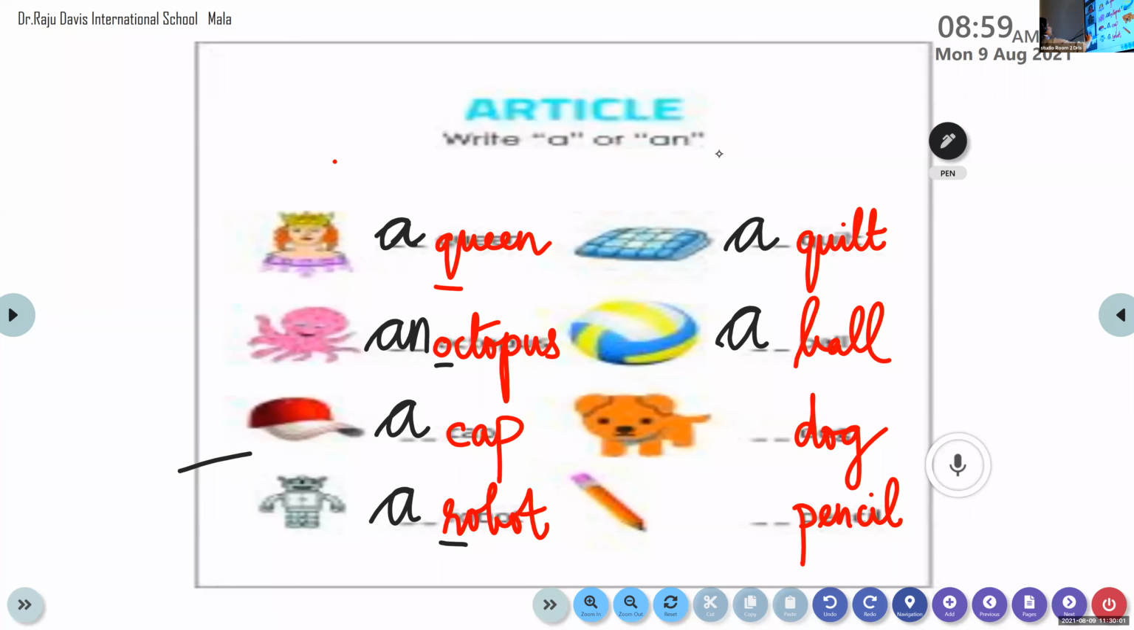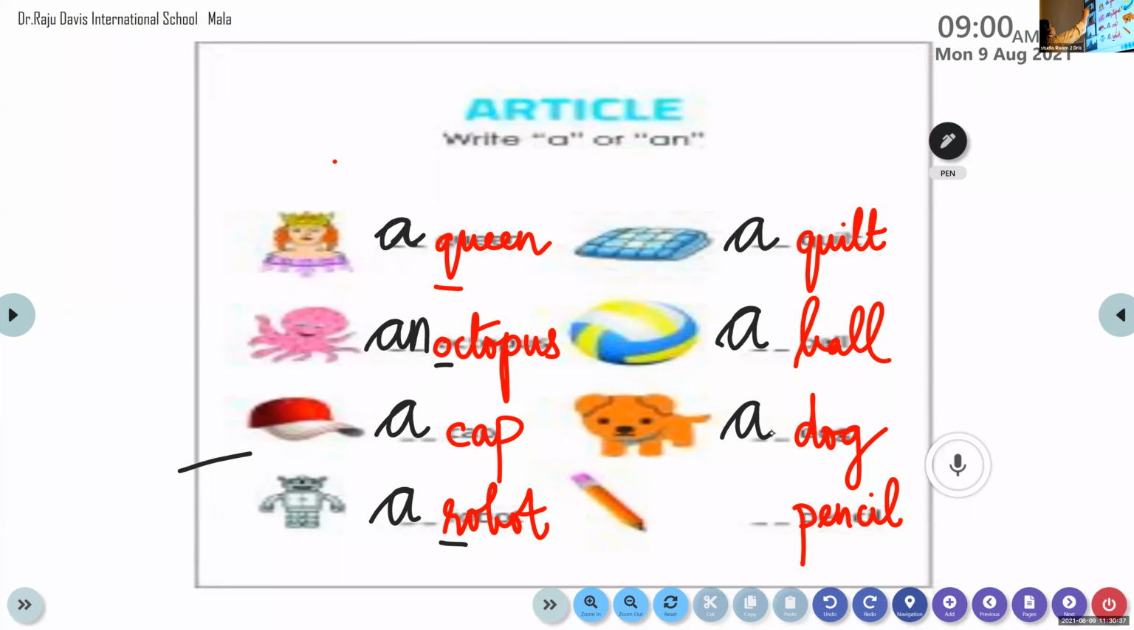Let me move on to Parvati. All of you, please do mute your audios, my dear children. Parvati, come on. Are you able to unmute it? Yes, come on. Read the next word. Dog. A dog. Very good. Fantastic. So it is a dog. We have to use the article a before the word dog because D is a consonant. Very good.